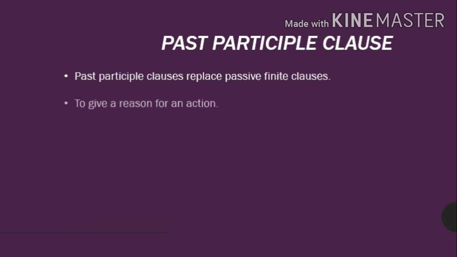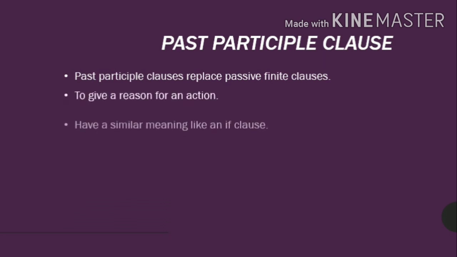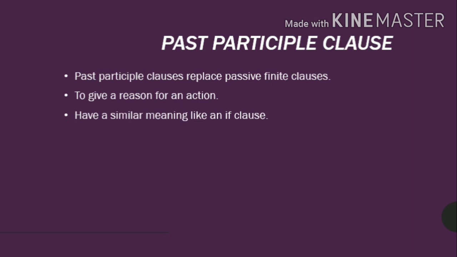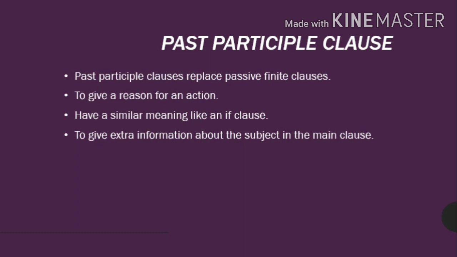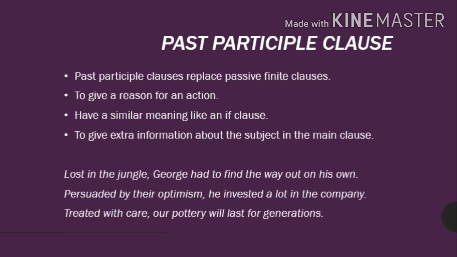When do we use a past participle in the dependent clause? They actually replace passive finite clauses when we have to give a reason for an action, or when we give a similar meaning like an if clause, conditional clause, to give extra information about the subject in the main clause. Example, lost in the jungle. Why are we using a past participle here? As he was, so we are giving a reason and it is used in the passive form. George was lost in the jungle. He had to find the way out on his own.